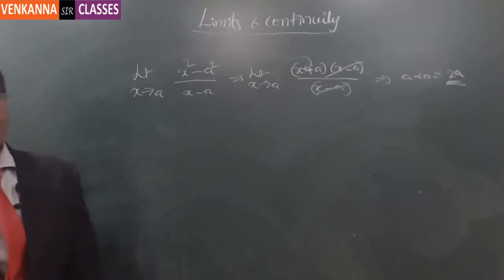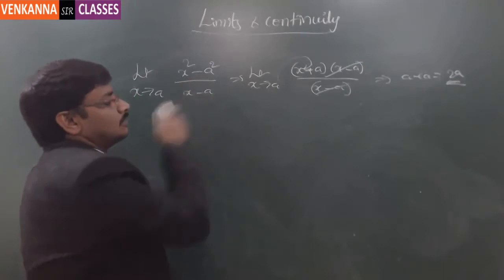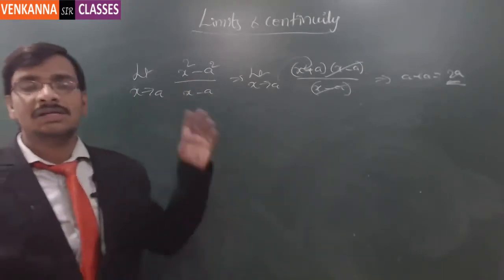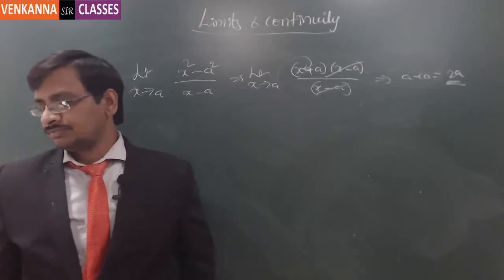So this is how you will be finding out the limits. But by looking at the function, you might be tempted to say that this will be of 0 by 0 form. But there is a definite limit that exists at the point a. Got it or not?